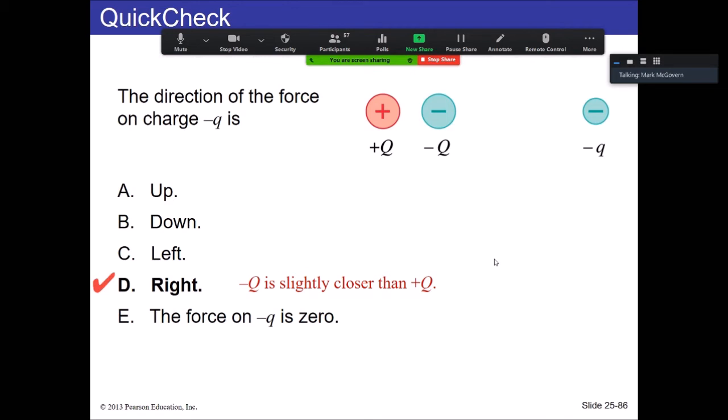Because negative lowercase q is experiencing both a repulsive and attractive force, but the negative charge is closer, so that force is a little bit bigger. This is also what we refer to as an electric dipole.